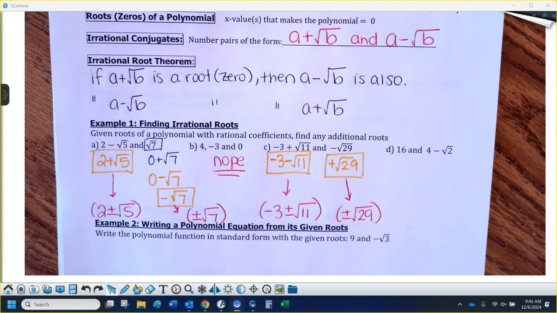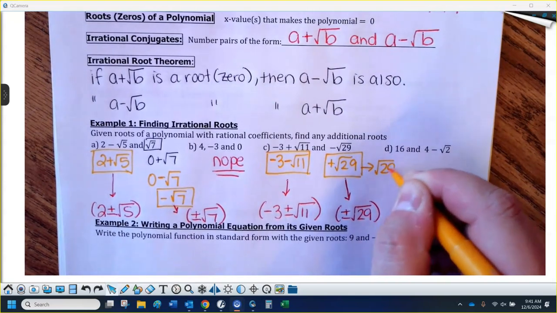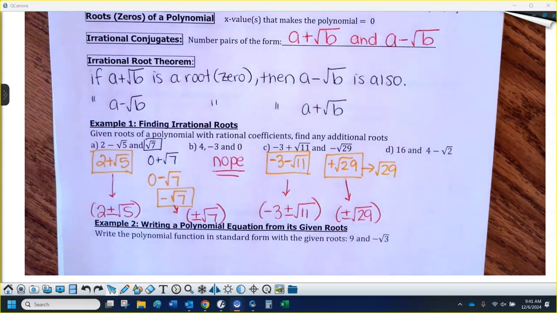Can we just not put the plus sign in front of the square root of 29? Yeah, you can just put, yes, for sure. If you want to just write square root of 29, that's completely correct. You don't have to put a plus. I'm just trying to show you I'm switching up the sign.